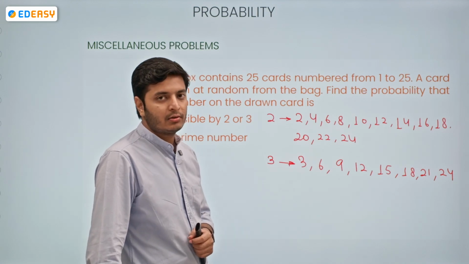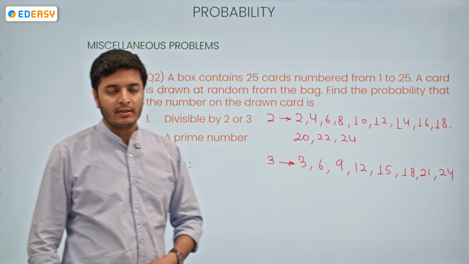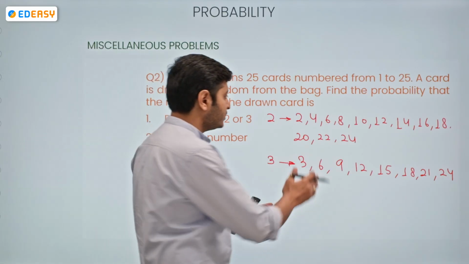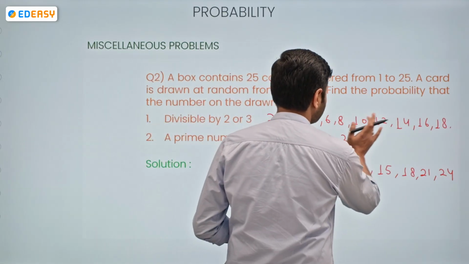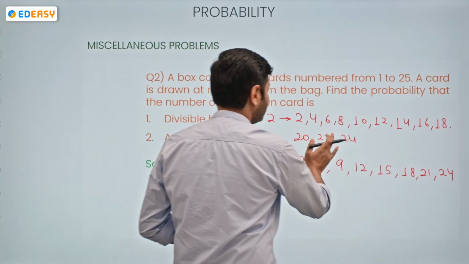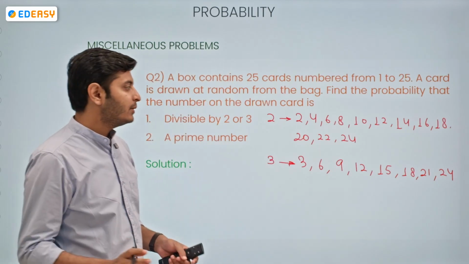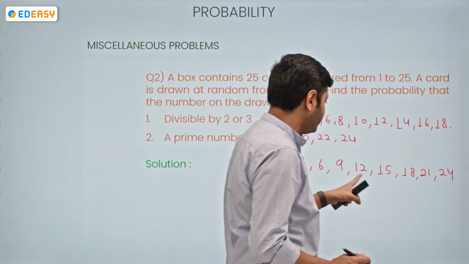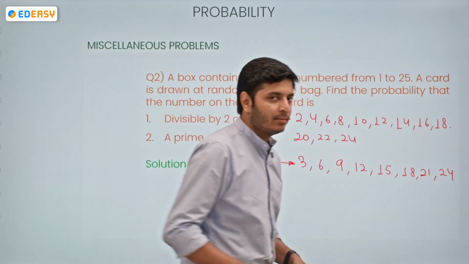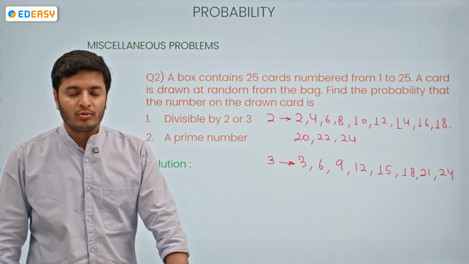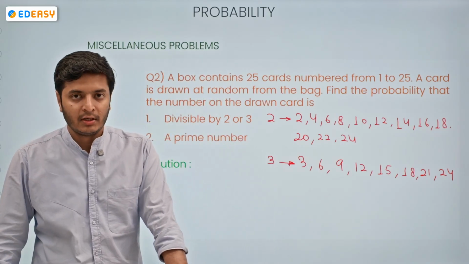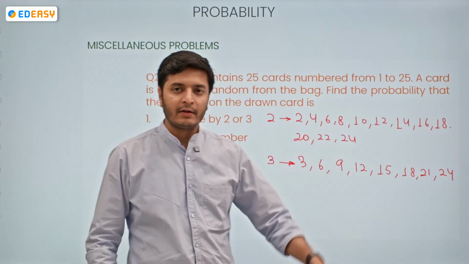No, it is not. Why is it not the favorable outcomes? See, how many numbers are there? 1, 2, 3, 4, 5, 6, 7, 8, 9, 10, 11, 12. 12 numbers are divisible by 2. 1, 2, 3, 4, 5, 6, 7, 8. 8 numbers are divisible by 3. So should we add 12 and 8, 20, and should we divide that by 25?